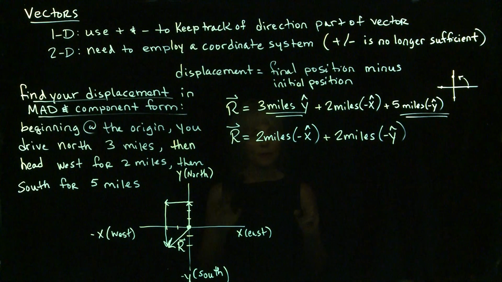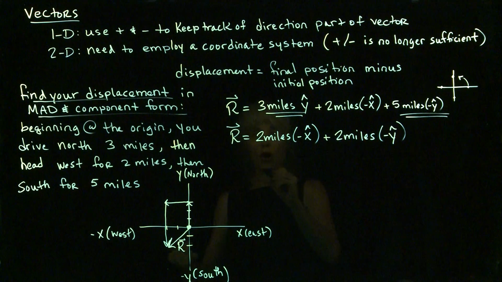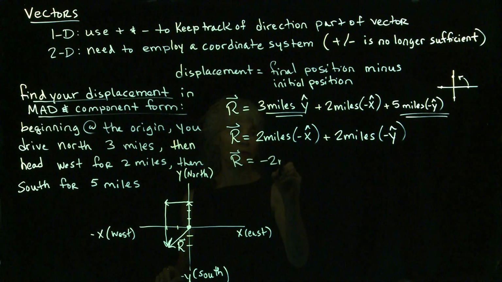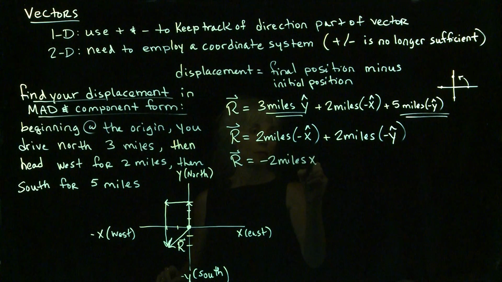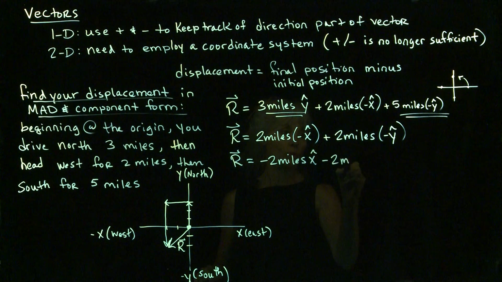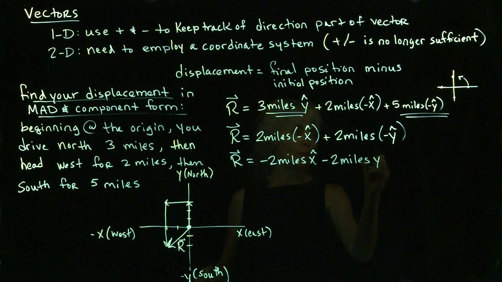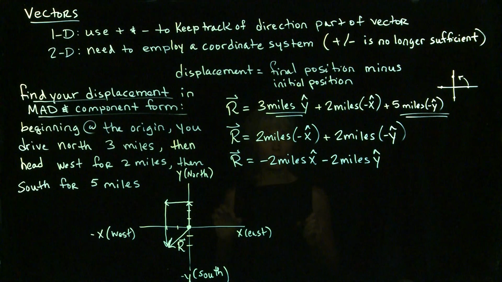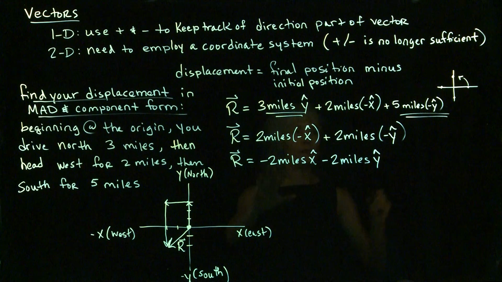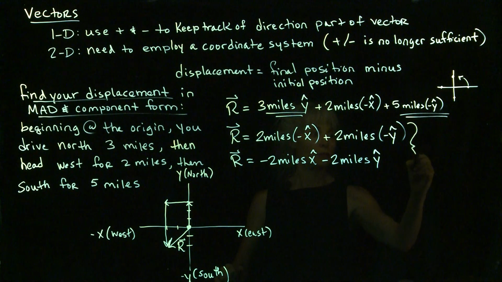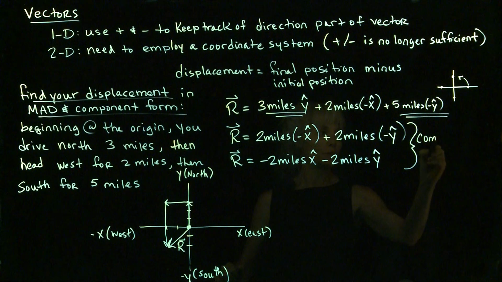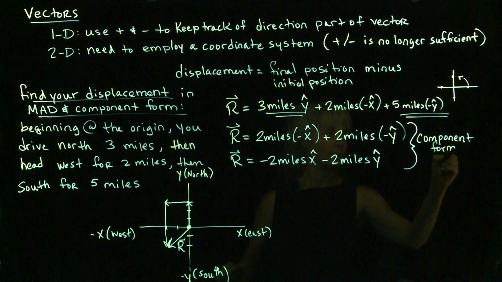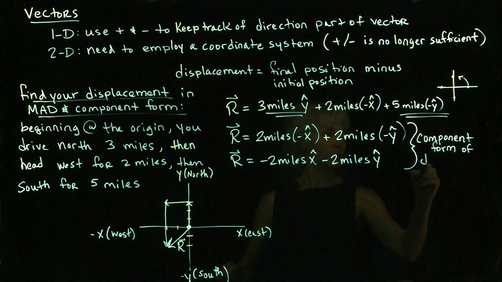Okay, this expression for r is exactly the same as the expression above it. Notice I can factor out that minus sign if I would like. I just need to remember, though, that the sign goes with the direction part of the vector, not the magnitude part. Okay, so these two right here are equivalent component forms of the displacement.